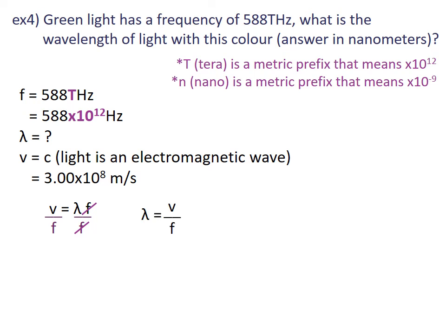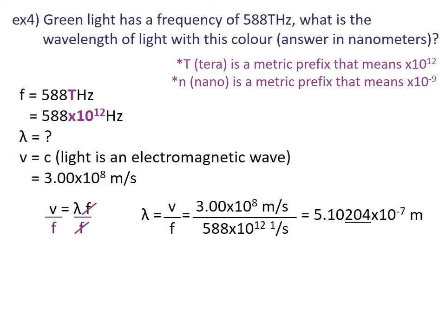Now that I have wavelength isolated, I can substitute my numbers in. Velocity on the top is 3.00 times 10 to the 8 meters per second, and frequency on the bottom is 588 times 10 to the 12 hertz. When I punch that into my calculator, that gives me 5.10204 times 10 to the negative 7 meters. How did I get meters? Well, a second on the bottom factors out with a second that is on the bottom of the bottom, leaving us with just a single m in the numerator.